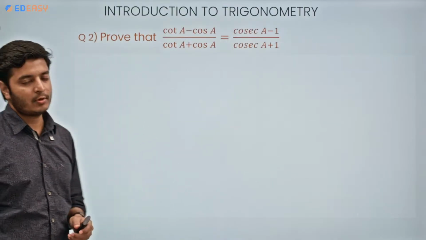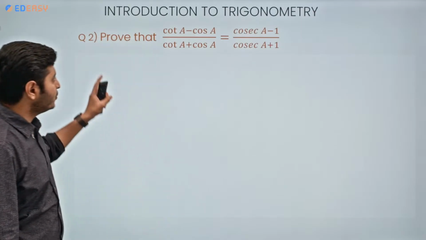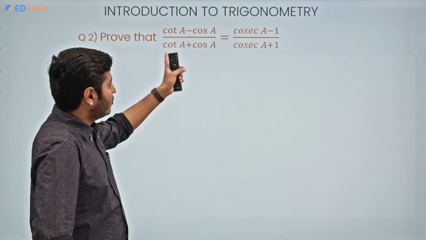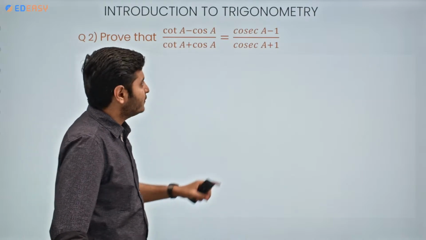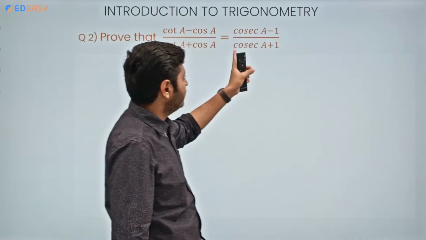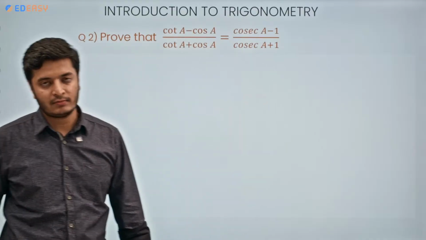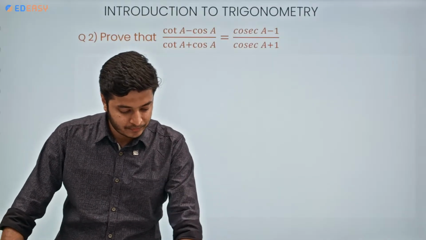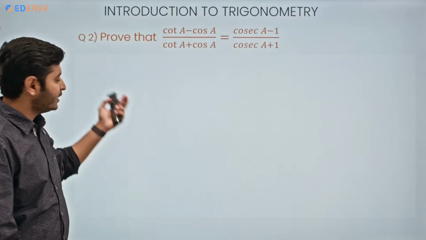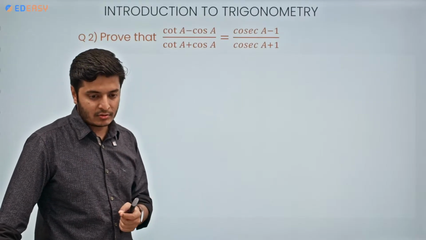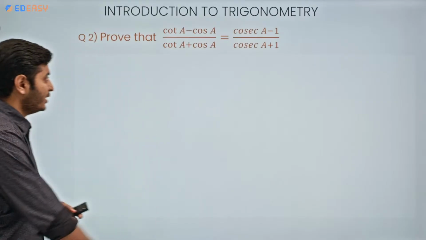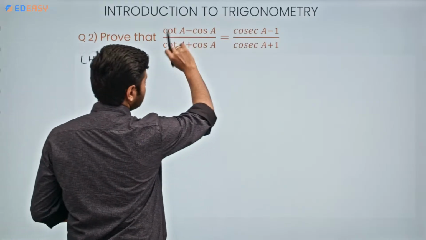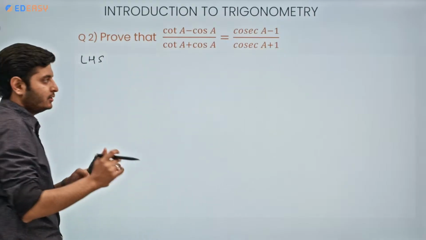So here in this problem, second problem, we need to prove that cot A minus cos A divided by cot A plus cos A is equal to cosecant A minus 1 divided by cosecant A plus 1. So now how to approach this one? Anyone? Again, we are going to take the LHS, correct? As you guys are saying, we should consider LHS. If somehow we can convert this value back to this one, our work is done, correct?